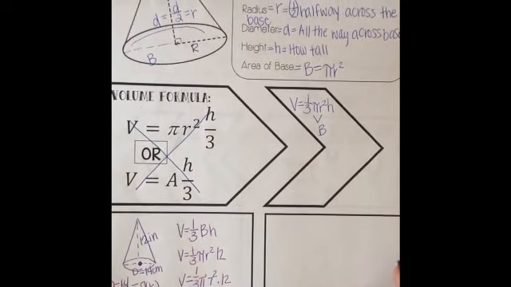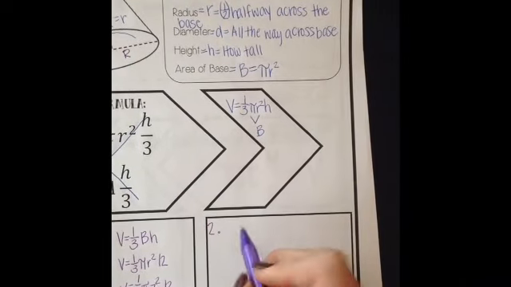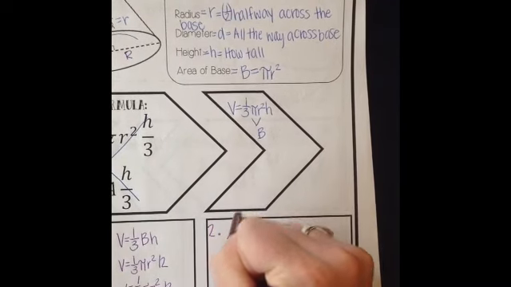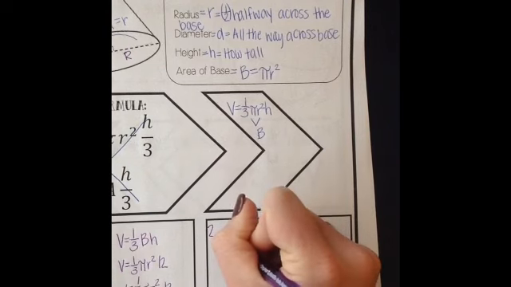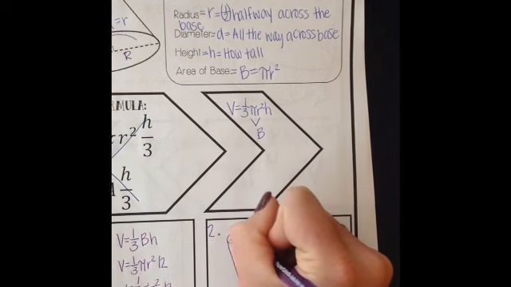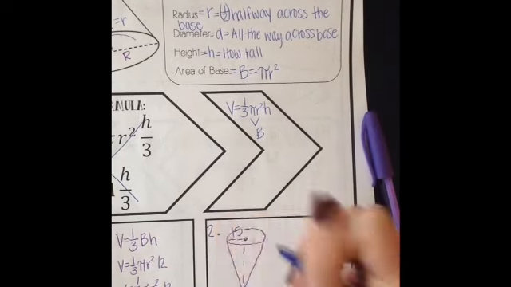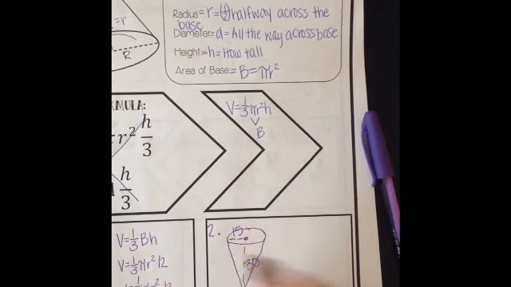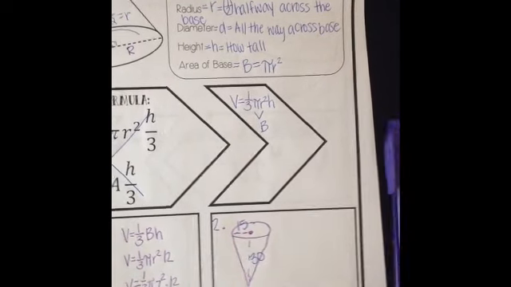Okay. Now we're going to do number 2. Example number 2, we're just going to do an inverted cone, which means it's more like an ice cream cone. And it will have a height and a radius. Okay, so our radius is going to be 15 on this one, and our height is going to be 30 on this one. So we're going to put little r equals 15, and our little h is going to equal 30.